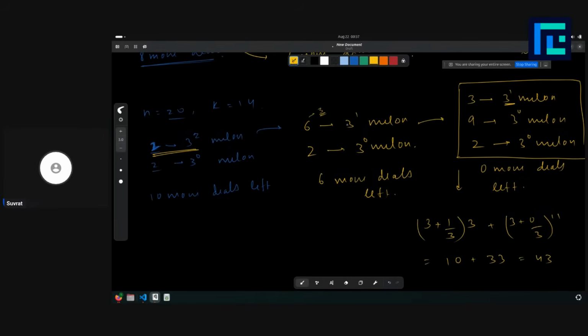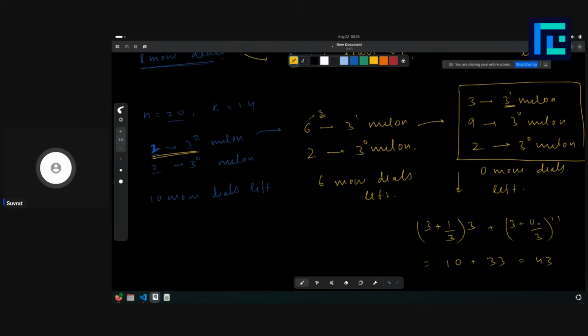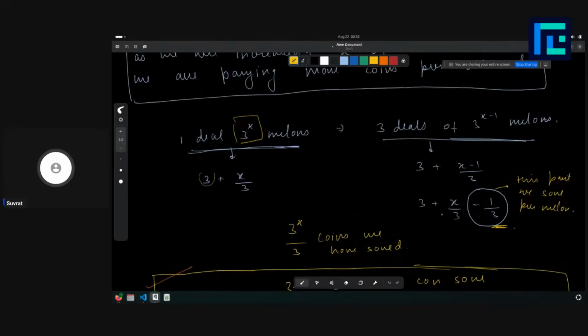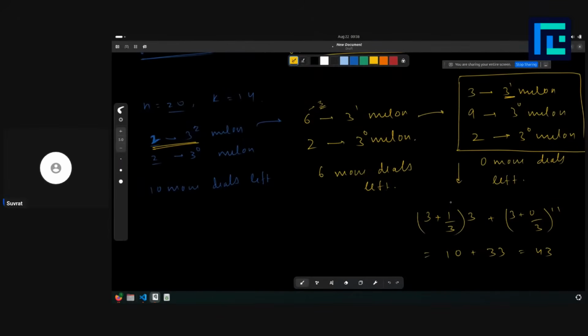Just a second. 6 into 3, 18. 3 into 3, 9 plus 11. I think that is right. And 14 deals. 14 deals. 12, 13, 14. So 11 into 3, 33. And here is x plus, what was that? 3 plus x by 3. 3 plus x by 4 into 3. 30, 63. This is for a single deal.